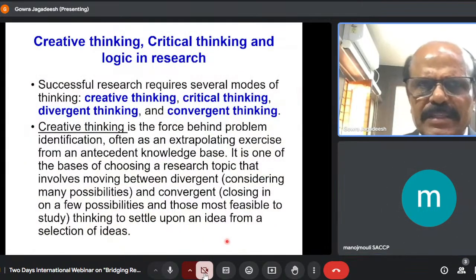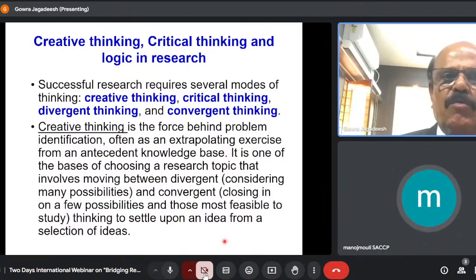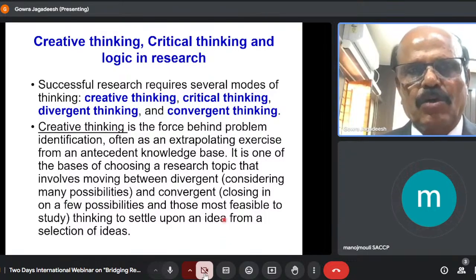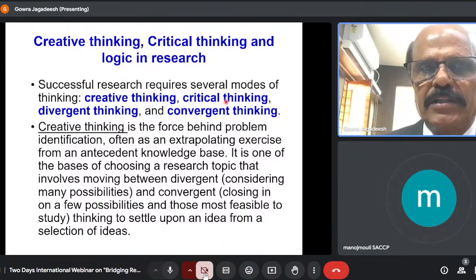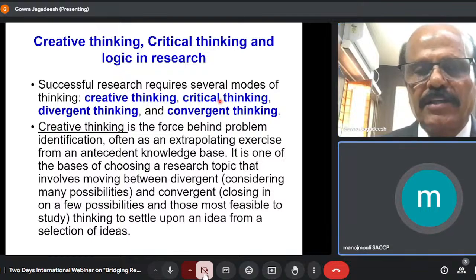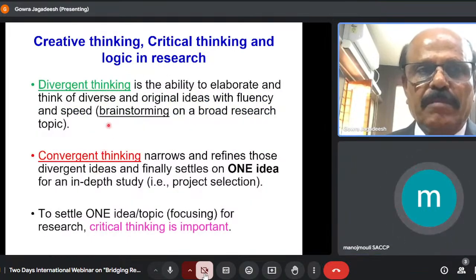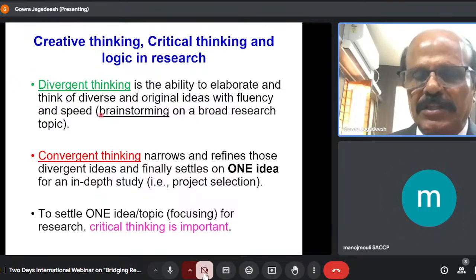Successful research requires several modes of thinking: creative thinking, critical thinking, divergent thinking, and convergent thinking. So creative thinking and critical thinking are part of your idea development. But when you do a brainstorm, the brainstorm becomes divergent thinking. A lot of possibilities will be considered.